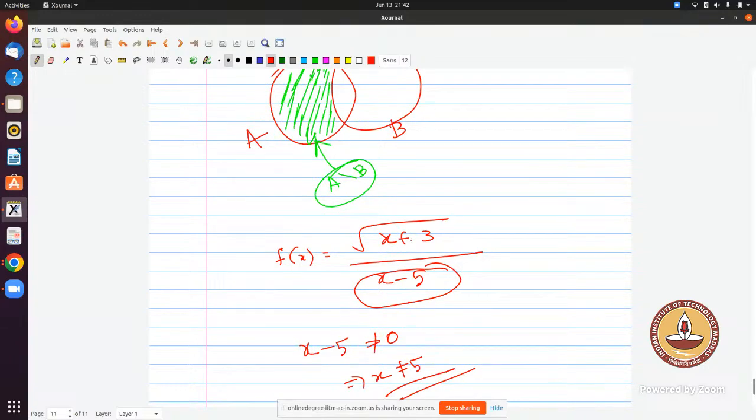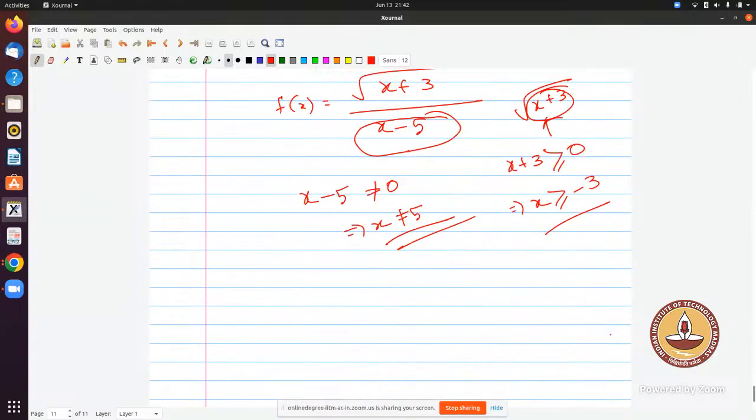Now, what is the second condition? If something is inside a square root, we are talking about real numbers, right? So that can never be negative. So x plus 3 can never be negative, so it must be greater than or equal to 0. So x should be greater than or equal to minus 3. So there are two conditions which I am getting, for all such x.